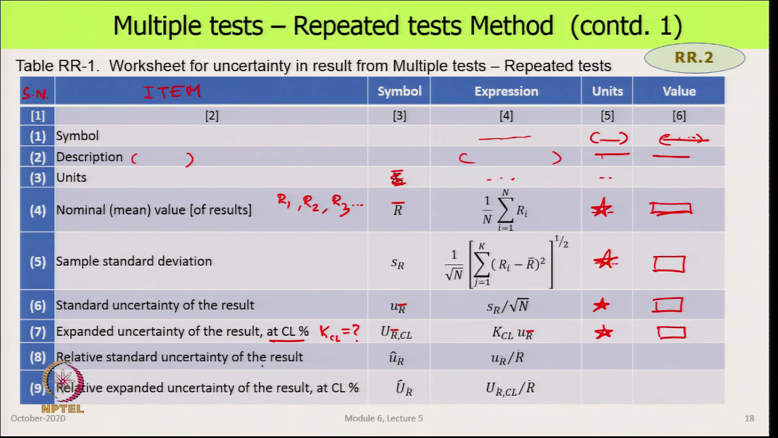And then finally, relative standard uncertainty of the result U hat R bar, which is U R bar upon R bar. This has got no units and we can write that as a number over there. And finally, the relative expanded uncertainty of the result at the desired confidence level U hat R bar C L, which is U R bar C L divided by R bar. Again, this is non dimensional, so it has got no units and we get the number over there.